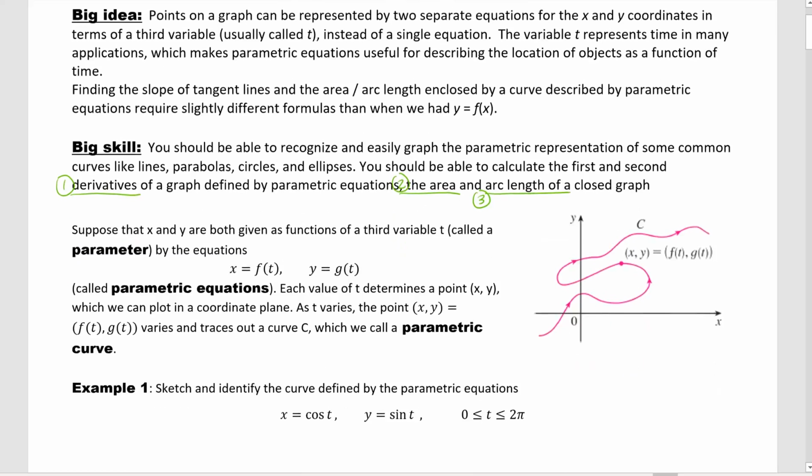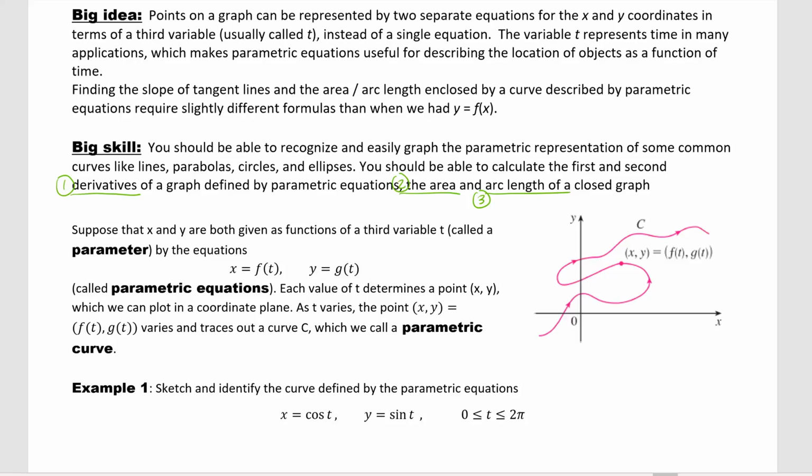So suppose that x and y are both given as functions of a third variable t. We call it a parameter. So now you have x and y, they are both functions of t, okay? We call these parametric equations. Each value of t determines a point (x, y), which we can plot in a coordinate plane. As t varies, the point varies and traces out a curve. We call this curve a parametric curve.